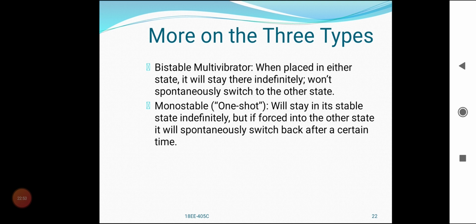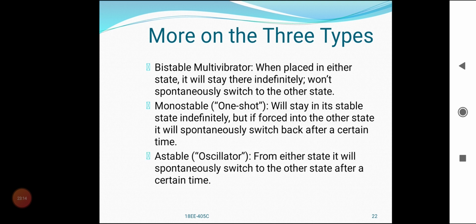Monostable, one shot, will stay in its stable state independently, but if it is forced to the other state, it will spontaneously switch back after a certain time. That is a predetermined time constant. The predetermined time constant depends on the R and C values in the circuit. Astable oscillator multivibrator: from either state it will spontaneously switch to the other state after a certain time.